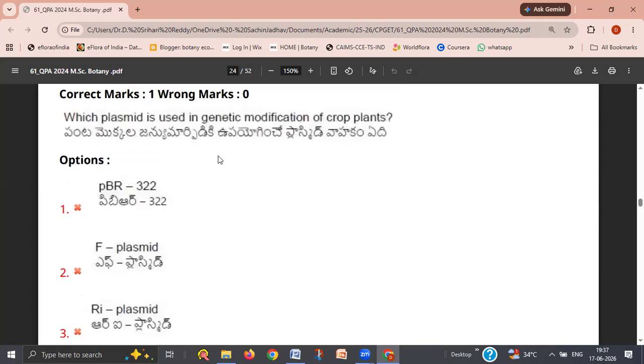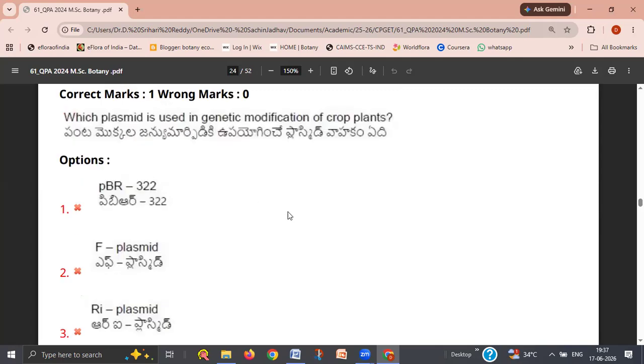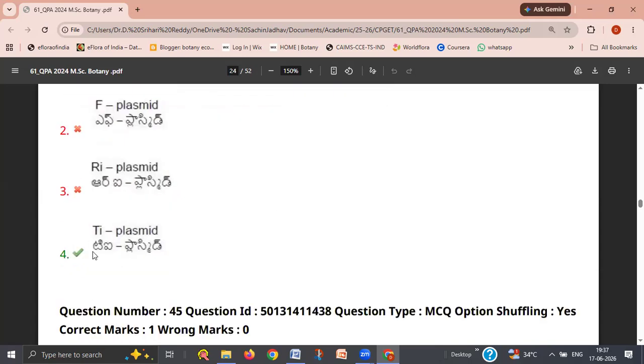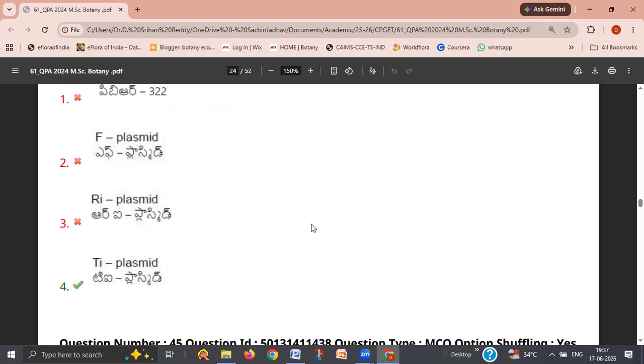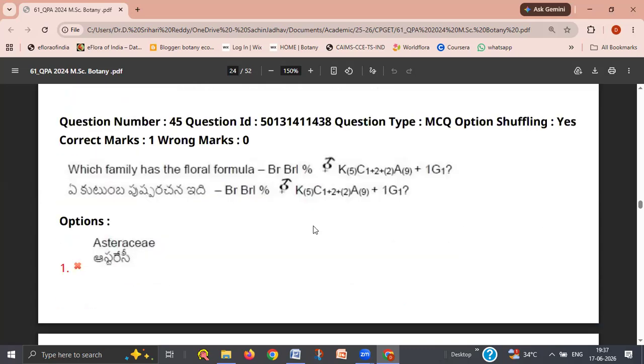So the right answer here is the Ti plasmid, because the Ti plasmid is very popular for transferring genes into crop plants. Most of the time this Ti plasmid is used to transfer genes, to modify the genes in the crop plant. So that is the right answer. Ti plasmid is the right answer.